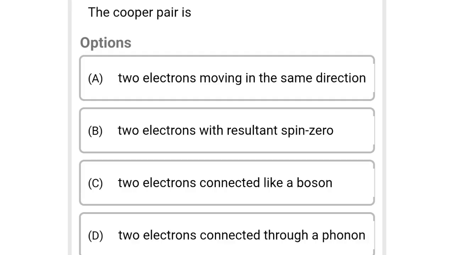Next question. The Cooper pair is option A 2 electrons moving in the same direction, option B 2 electrons with resultant spin 0, option C 2 electrons connected like a boson, option D 2 electrons connected through a phonon. The correct answer is option D, 2 electrons connected through a phonon.